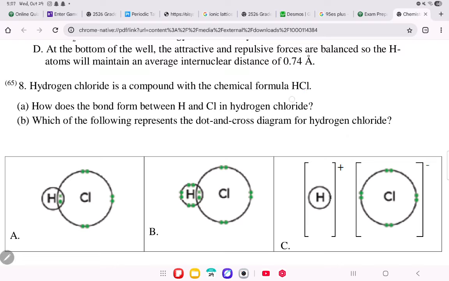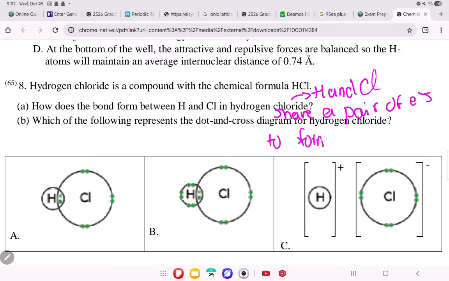So H and Cl share a pair of electrons to form a single covalent bond.